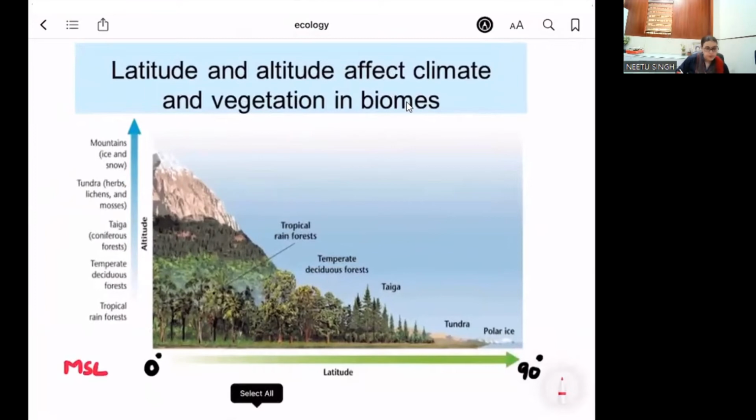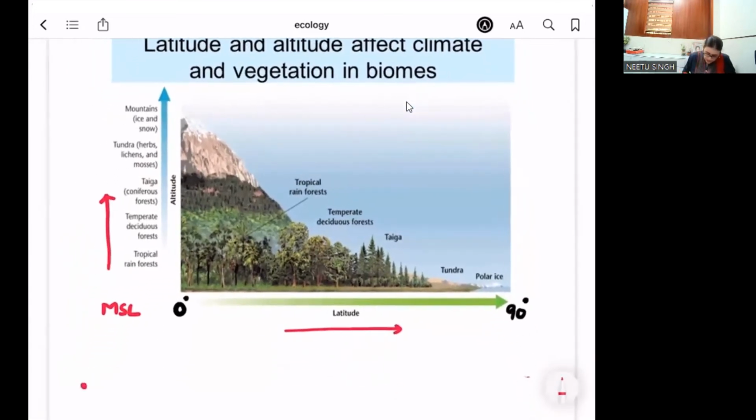Altitude. So here we are plotting height, and here we have plotted latitude, right? We are all aware of the fact that with an increase in latitude and height, temperature decreases. Russia is colder than India. Shimla is colder than Delhi, in spite of being at the same latitude, right? So temperature will decrease with an increase in latitude and height.